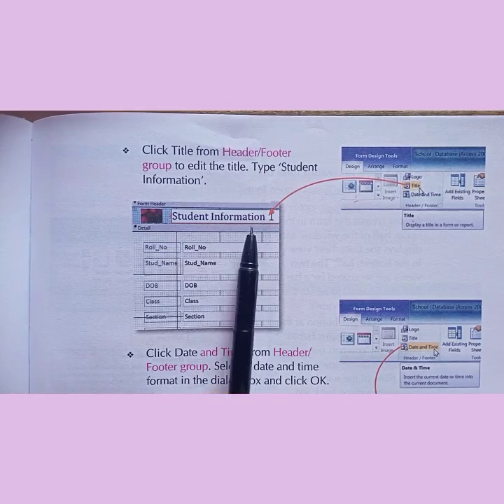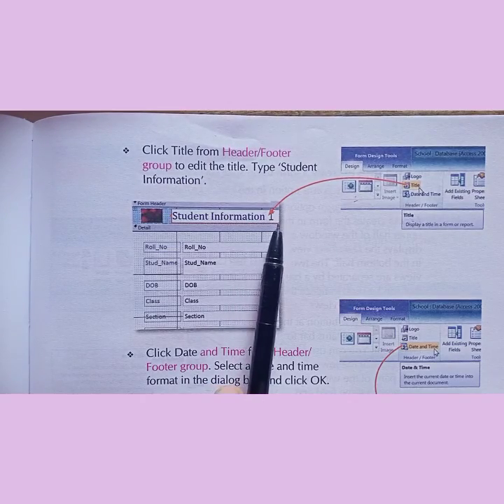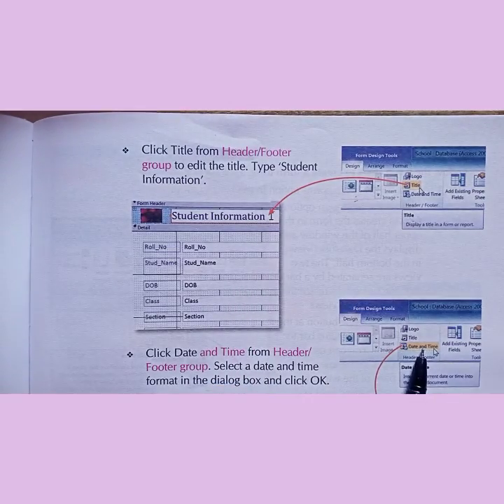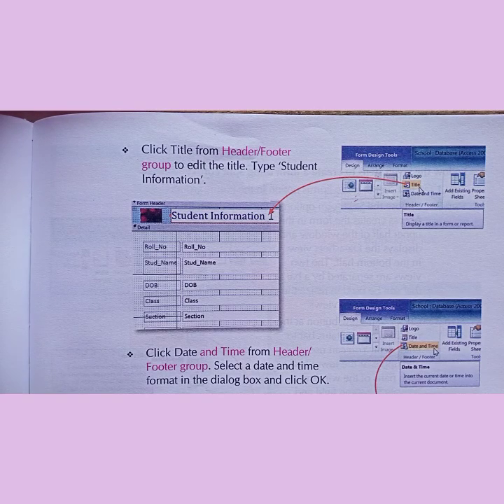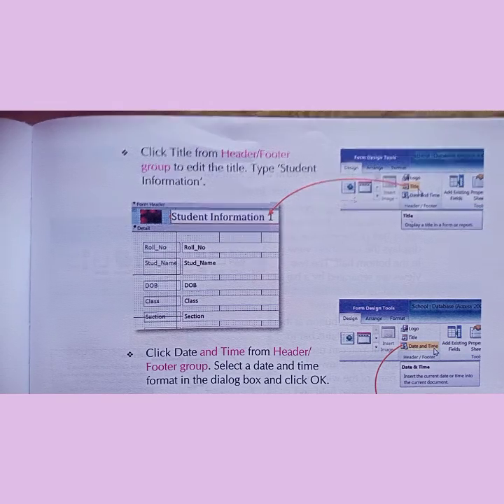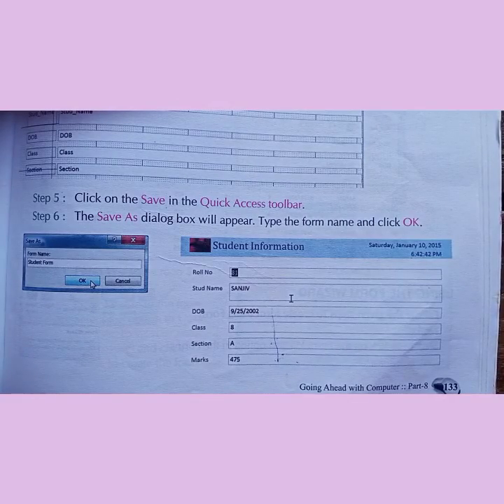And if you wish to have the date and time on your form, you can click on this option of date and time. As soon as you click on this date and time, the current date and the current time from your system will get inserted at the top of your form. And finally, when everything is added to the form, we need to save the form.